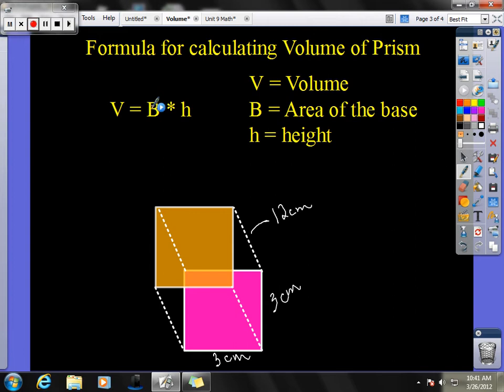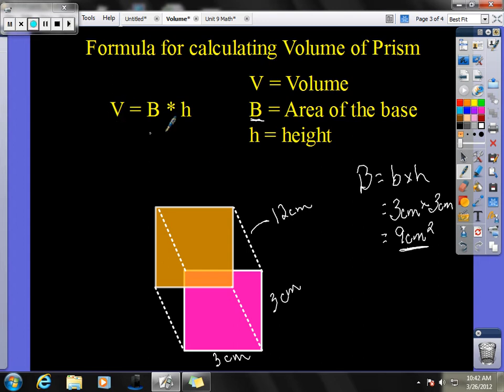Now we want to use this formula, volume equals capital B times h, where capital B is actually the area of this pink section. Since that's a square, it's a parallelogram, we know that the area of a parallelogram is its base times its height. Here's the base of my parallelogram. It is 3 centimeters. Here is the height of my parallelogram. This is just the pink one now, and it is also 3 centimeters. When I multiply those two together, I get 9 centimeters squared. So that is big B, the area of the base.